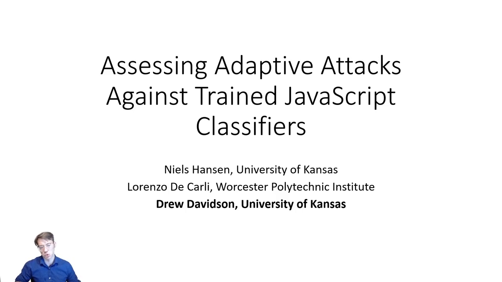I'm going to be presenting joint work with Niels Hansen, also of the University of Kansas, and Lorenzo Carli from Worcester Polytechnic Institute. This work is called Assessing Adaptive Attacks Against Trained JavaScript Classifiers.